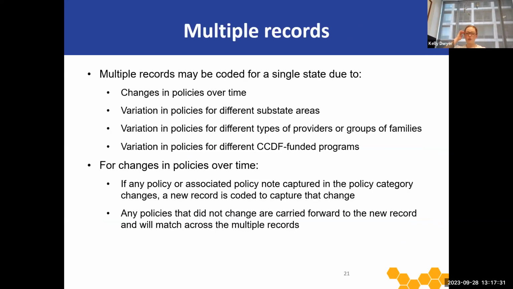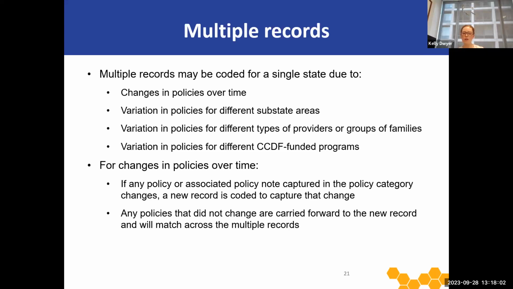In the data files, you will often see multiple records for states in each category. For a single state, there could be multiple records when there is a change in policy over time or when there is variation in a policy for different sub-state areas, different types of providers, different groups of families, or different CCDF programs within the state. Because the database tracks policies over time, anytime a policy changes within a state, we code a new record for the state that captures the update to the policy.